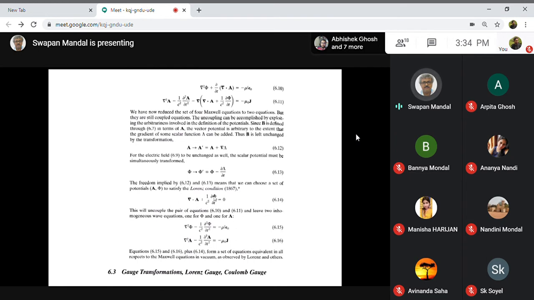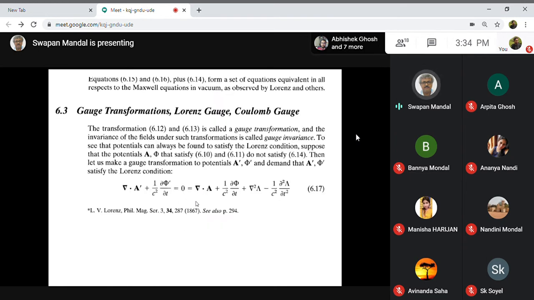So what about the Lorentz condition in the new coordinate? In the new coordinate you have divergence of A prime plus 1 by c square del phi prime del t. This is the definition of the Lorentz condition in your new coordinate. So you put A prime in terms of the earlier coordinate, A plus gradient of lambda. Therefore it will give you divergence of A. This is equal to the Lorentz condition.